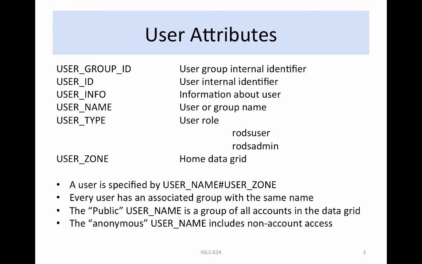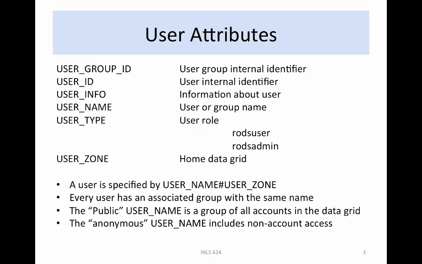Queries on state information provide access to metadata attributes that are managed by the data grid. The attribute names associated with user information are user group ID, an internal identifier for a user group or object ID; user ID, an internal identifier for a user; user info, information such as email, address, telephone number; user name, the user or user group name; user type, the user role such as RODS user or RODS admin; and user zone, the home data grid for the user.